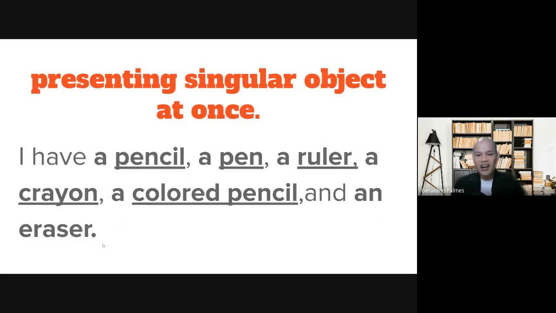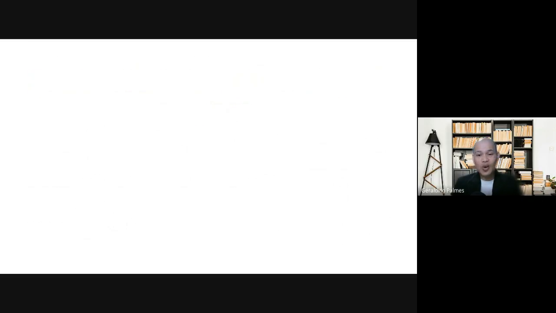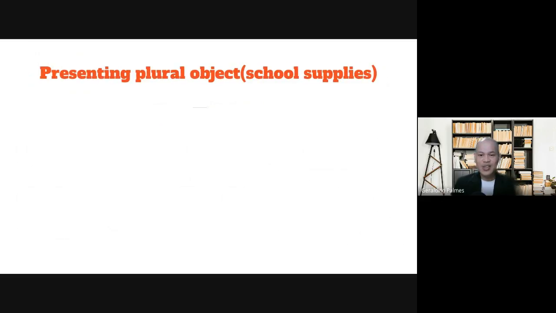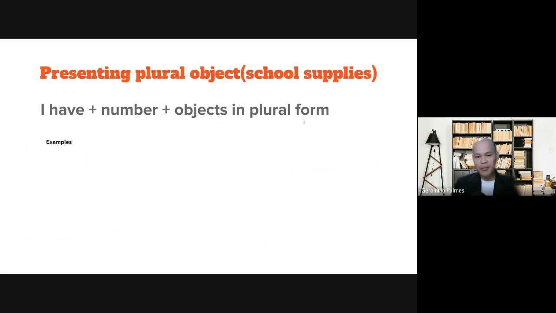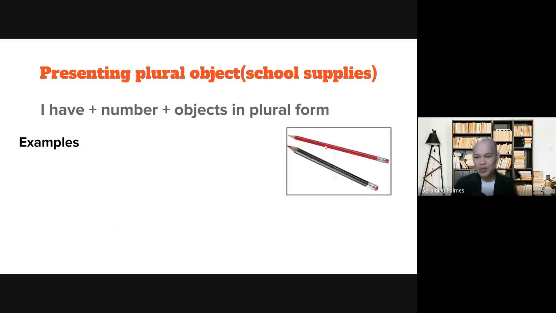Very good. So this is for singular. Okay, singular means only one object, only one school supply. What if you have many or more than one? You can say this in plural. I have, then you say the number, how many, and then the objects in plural form. Example, I've got two examples. What can you see right here on the right side? What pictures? Can you see this picture? What do you think?